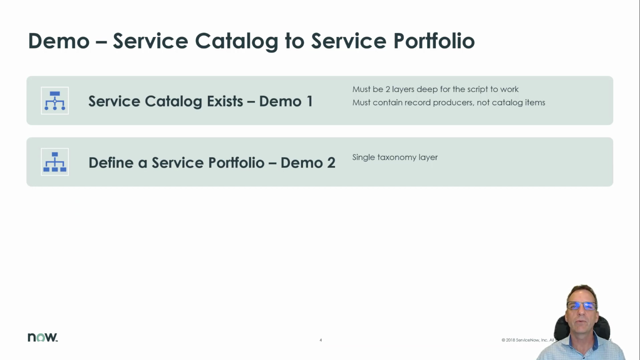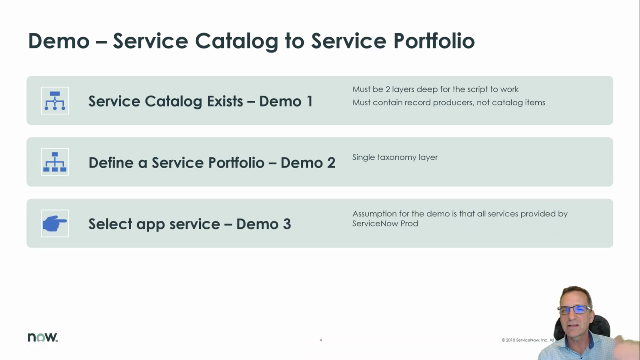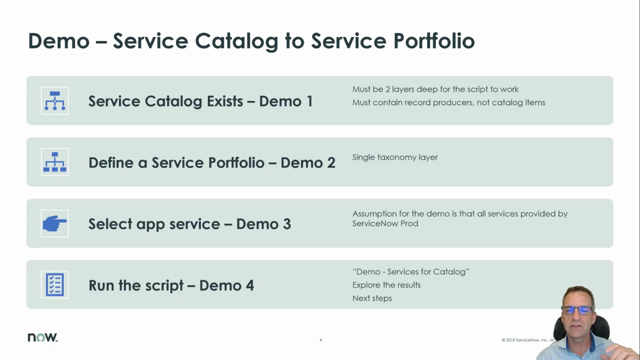After that, we're going to look at a service portfolio. So we're going to basically define that top part of the service portfolio so that we can map that catalog taxonomy into it. Then we're going to look at an app service. In this case, ServiceNow is going to be the app service that we're using to provide all of the service offerings that we're going to put in our portfolio. And again, that could be adjusted in the script that I'm going to give you. It's just the example that we're using.